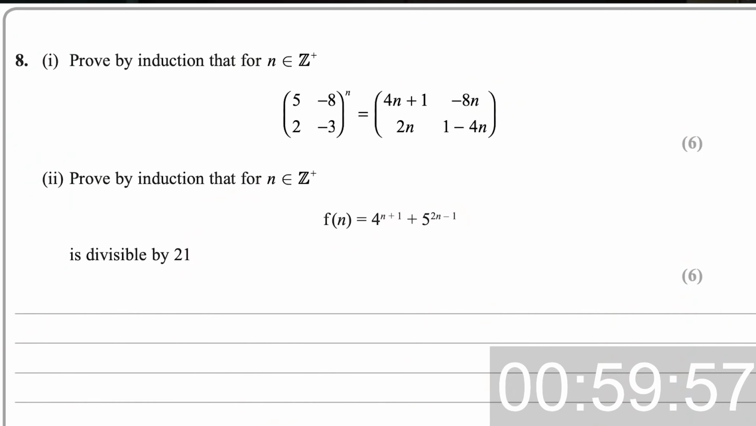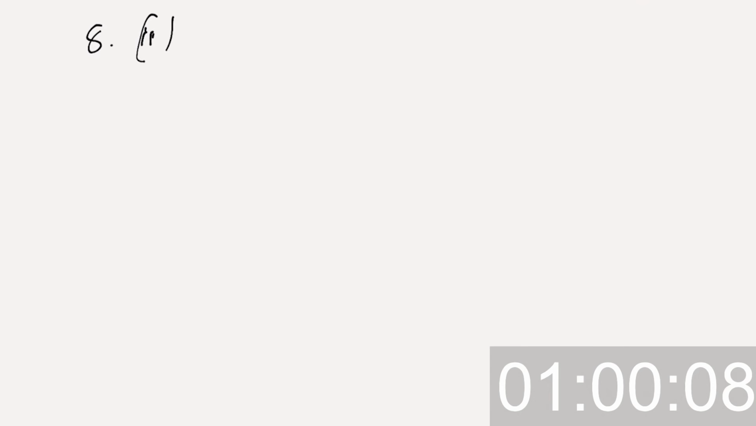Right, so that was the first one. Second one, proof by induction for n an integer. That's the original one. Fun. Okay, so let's have a go at that. Okay, so 8 part 2.